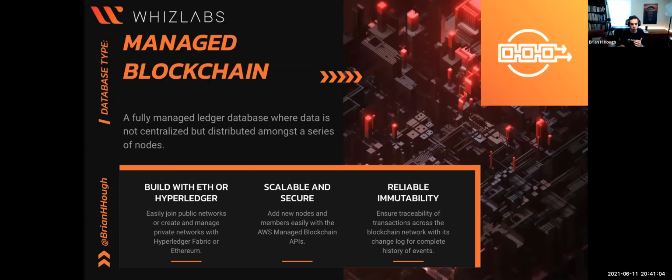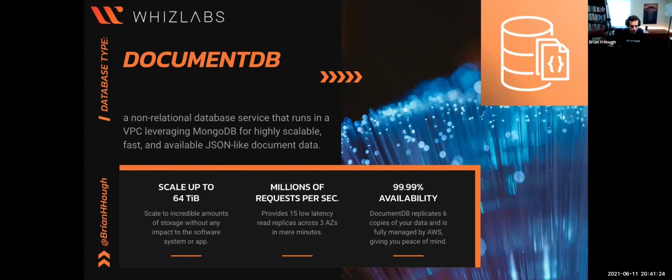And with managed blockchain and AWS, you can create new nodes and members easily just through the managed blockchain API. And it's fully immutable, so you can provide traceability of transactions, of data, change logs of events and information, really being able to have all of that accessible right from the cloud, right from your computer.